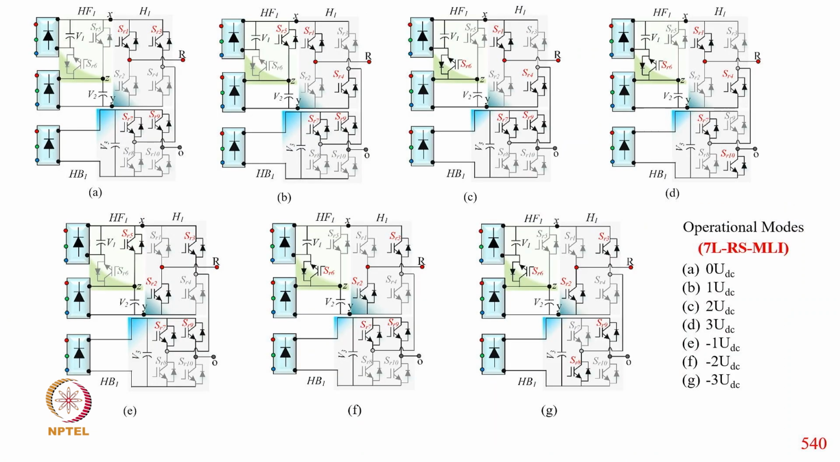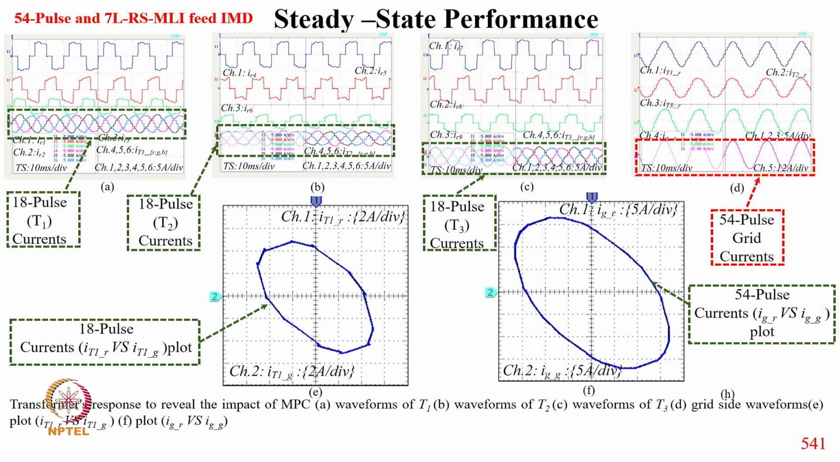So here it is the operational board of the 7 level. You can see 0 VDC, 2 VDC, 3 VDC, and minus VDC, minus 2 VDC, and minus 3 VDC, how the switching takes place in your A to G combination. And then typically your supply transformer winding currents, and finally the supply current of the 54 pulse AC/DC converter.